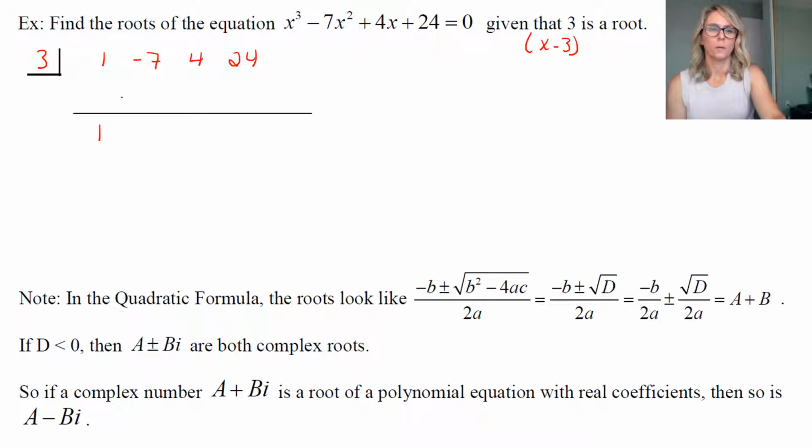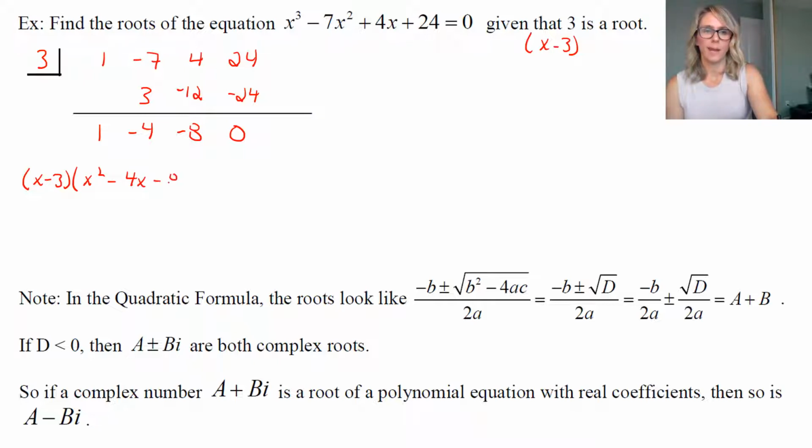So bring down the 1, multiply, add. Multiply, add, multiply, add. There we go. So what we've learned from this is that that left-hand side can be written as x minus 3 times x squared minus 4x minus 8 equals 0. So we pulled out this factor, not by factoring, but by using synthetic division. And now we're left with a linear factor and then a quadratic factor.